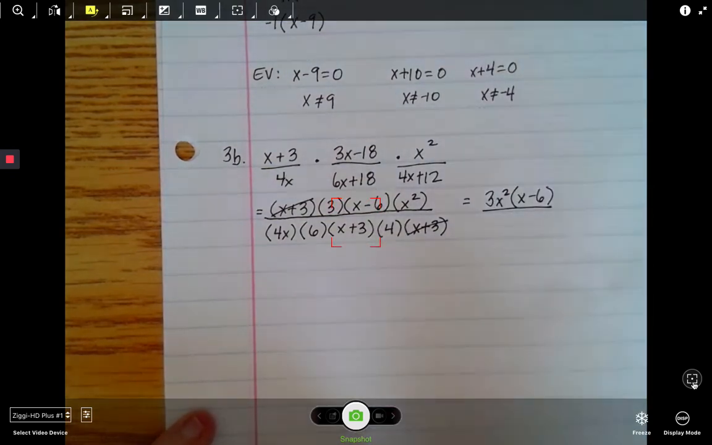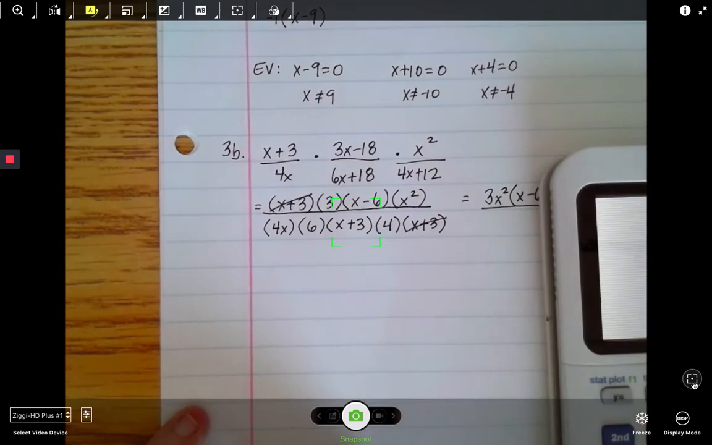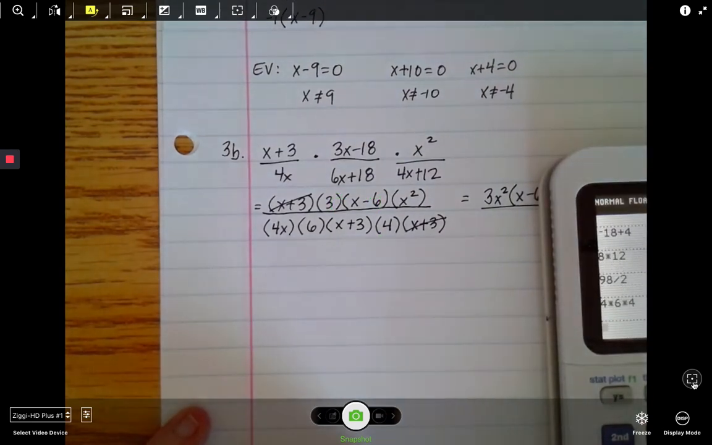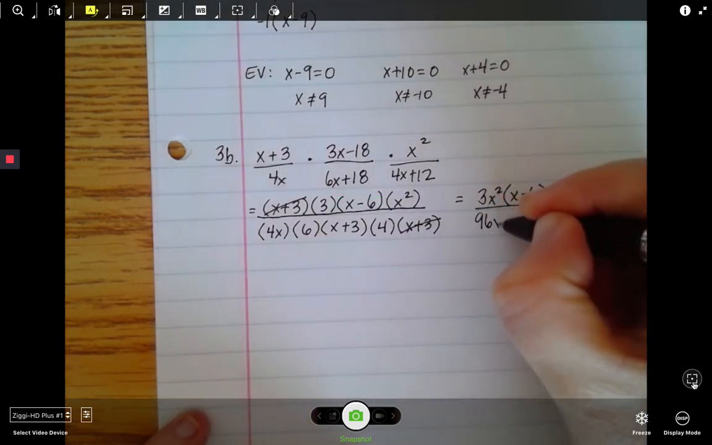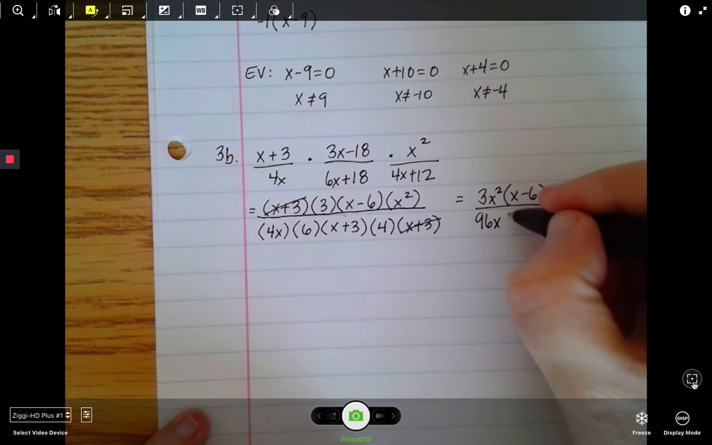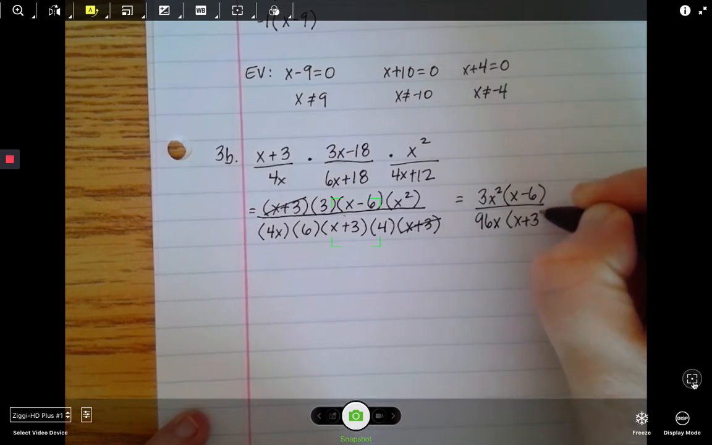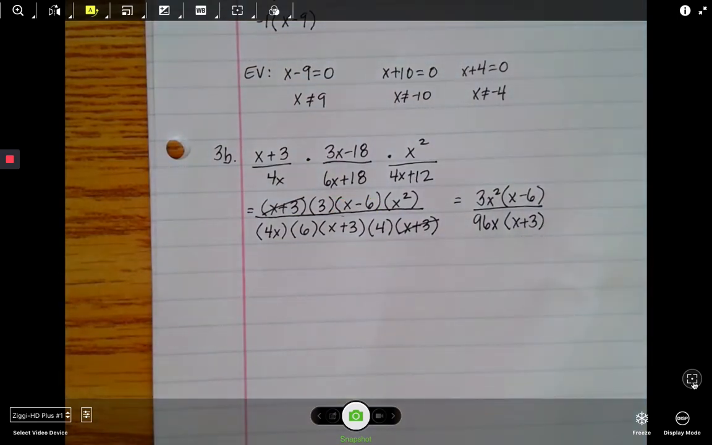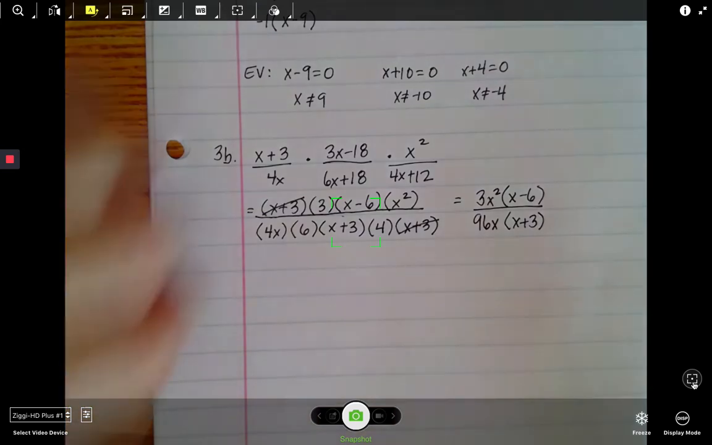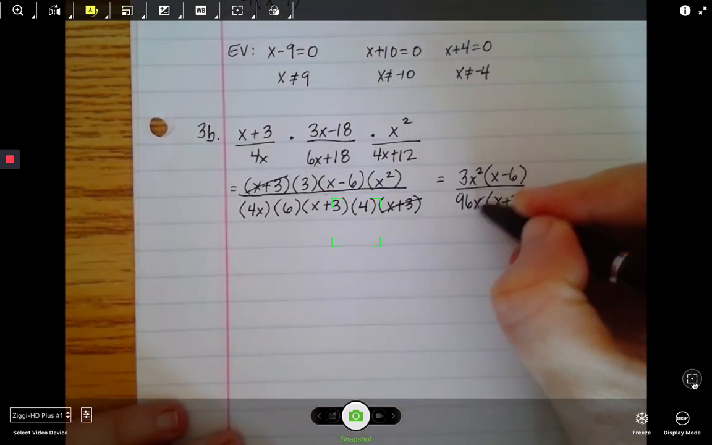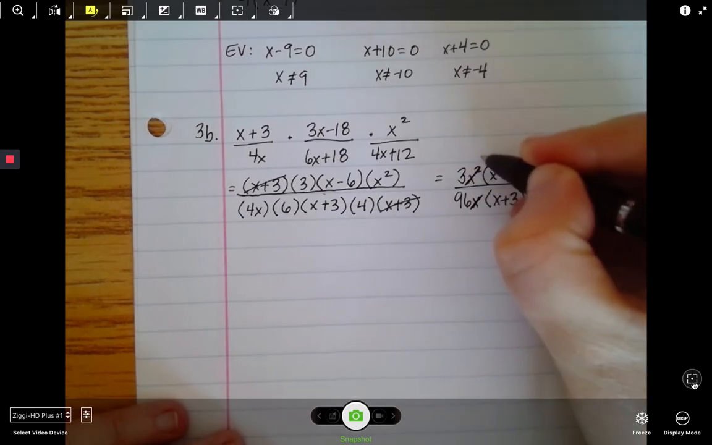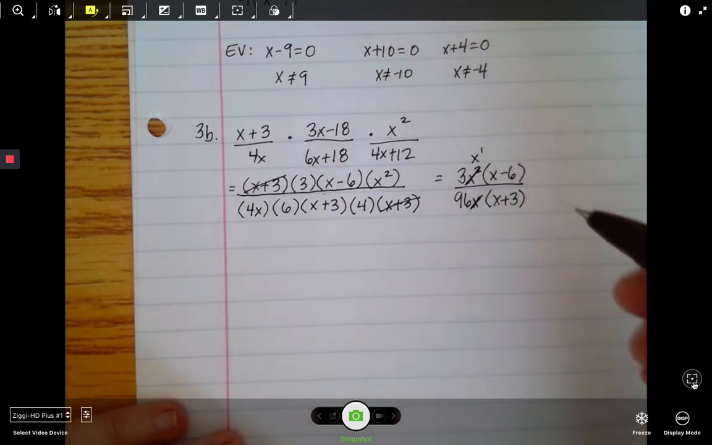In my denominator, though, I've got 4x times 6 times 4. So 4 times 6 times 4 is 96. So that's going to leave me with 96x. And then I've got my x plus 3. Well, now I see something else I can cross out. I can cross out this x right here. I can cross out this x squared and make it just x to the first.